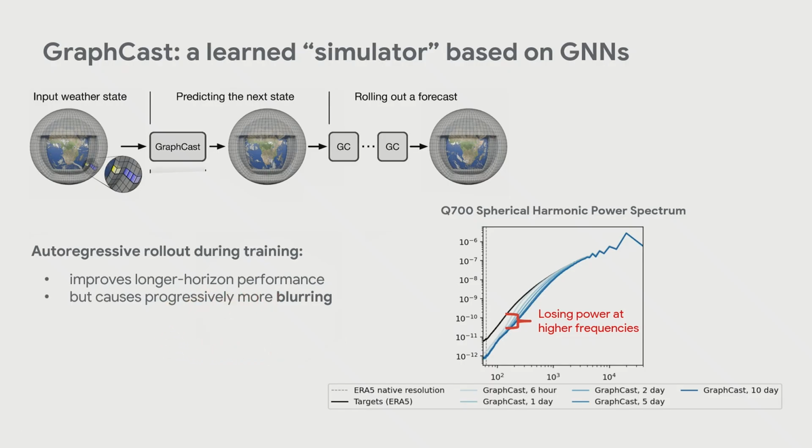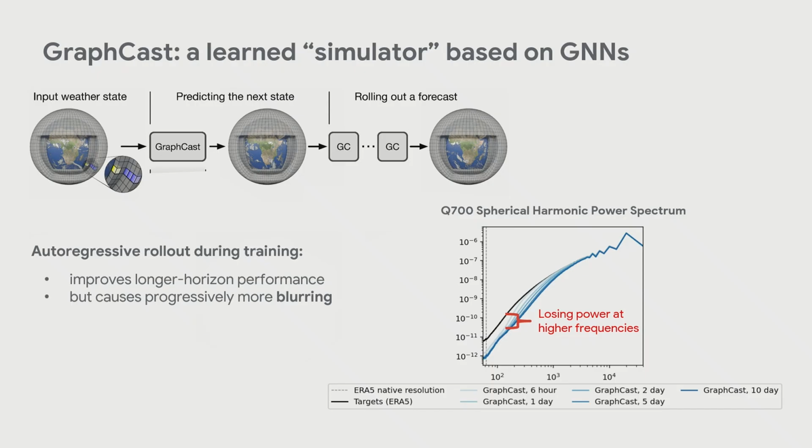But it also has the effect of causing blurring, and progressively more blurring, of the forecast as you go to longer lead times. So for example, on the right here, what you're looking at is the power spectrum of the forecasts from the GraphCast model of the specific humidity, which is a kind of variable that has lots of high frequency in it. The ground truth is the black, and the forecasts from GraphCast are in blue, and the darker blue is the longer lead times. And what this is essentially showing you is this blurring phenomenon, that the forecasts lose power at the higher frequencies, especially at longer lead times.